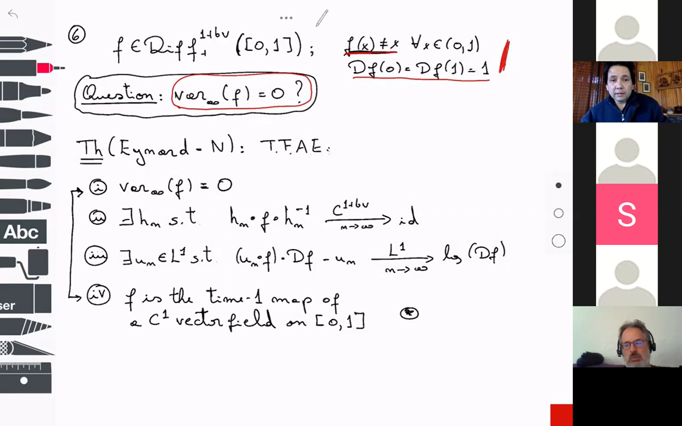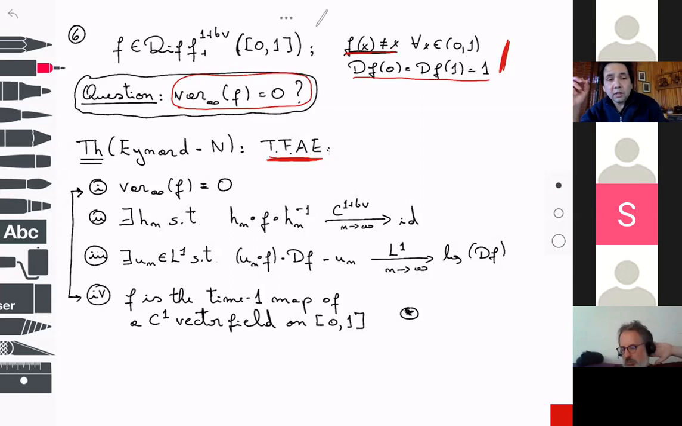And here there is a theorem that relates this to another tool. There is an equivalence between these four conditions, and the key point is the equivalence between one and four, because the equivalence between one, two, and three also holds for the case of the circle, except that for the circle we know that the asymptotic variation is zero. So one is true there, but here it is not necessarily true. So the conditions are the following. The asymptotic variation vanishes.